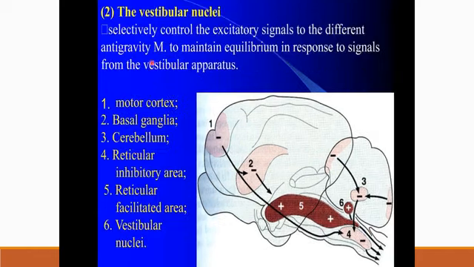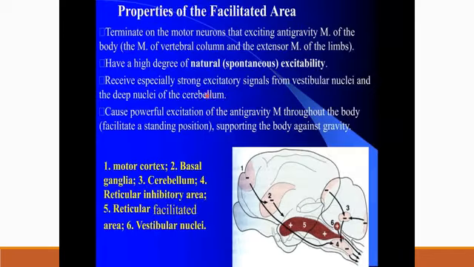And then the vestibular nuclei. These control the excitatory signals to the different anti-gravity muscles to maintain equilibrium in response to signals from the vestibular apparatus. So the vestibular nuclei will carry the vestibulospinal tract. These will send selective excitatory signals to different anti-gravity muscles to maintain equilibrium.